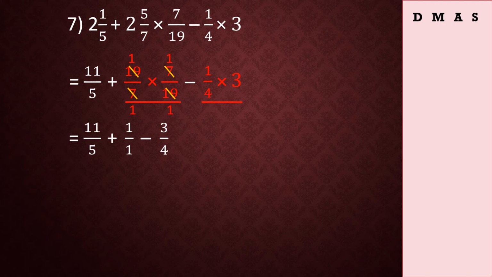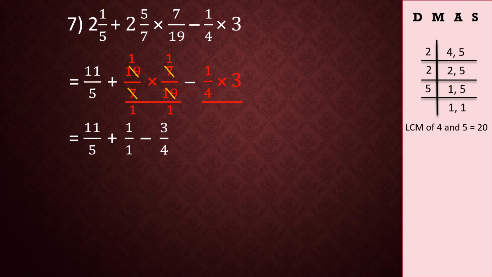See, the denominators are not same. So we cannot add or subtract. First, we will convert them into like fraction. For this, we need to find the LCM of 5 and 4. And the LCM of 5 and 4 is 20. So we have to bring 20 at the place of denominators. Now tell me, in 11 upon 5, which digit will you multiply to bring 20 in the place of denominator? Yes, 4, because 5 4s are 20. So multiply numerator and denominator by the same number 4.